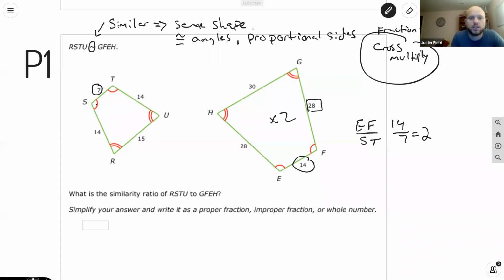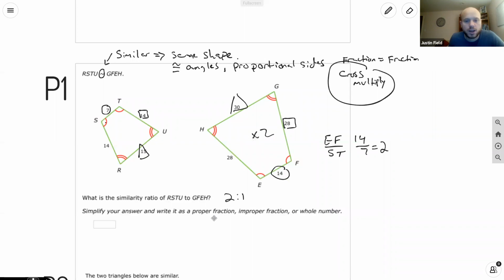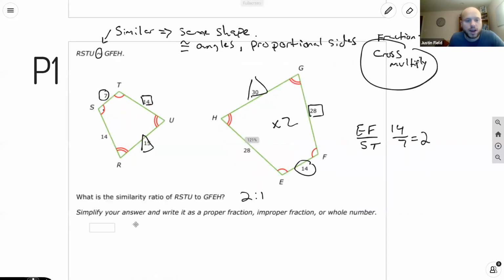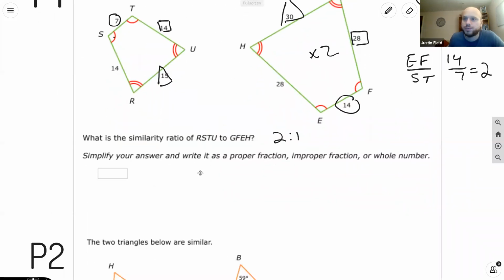So if I look, sides are 28, 14, that's times 2, right? And then that 30 and that 15, that's 15 times 2. So we know that the similarity ratio is 2. Similarity ratio 2 times, 2 to 1, or something like that. All right. This says write as a fraction, a proper fraction, improper fraction, or whole number. So I would write 2.